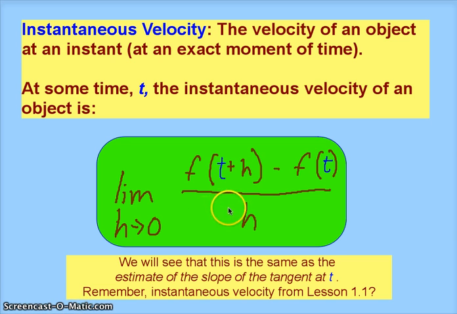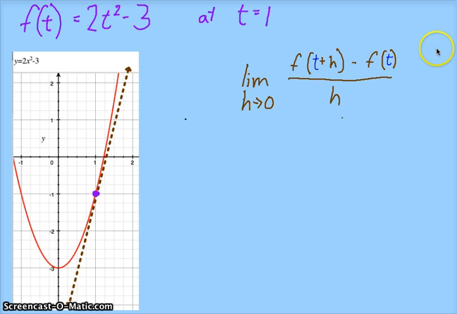So the formula says, at some time t, as h approaches 0, I would like to find out what the limit of this entire function is. The best thing to do is look at an example. I have this function of time, 2t squared minus 3, and I would like to find the instantaneous velocity at t equals 1 second. I've written down my formula. Yes, you will have to remember that formula.